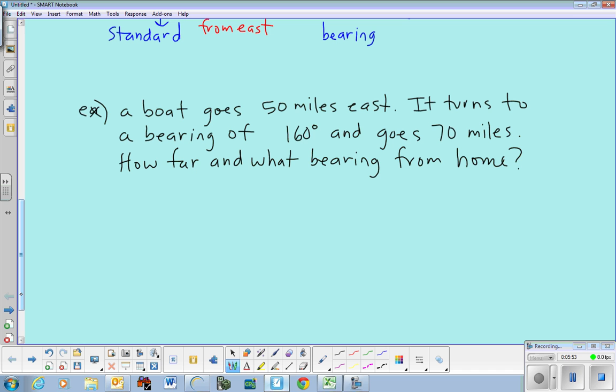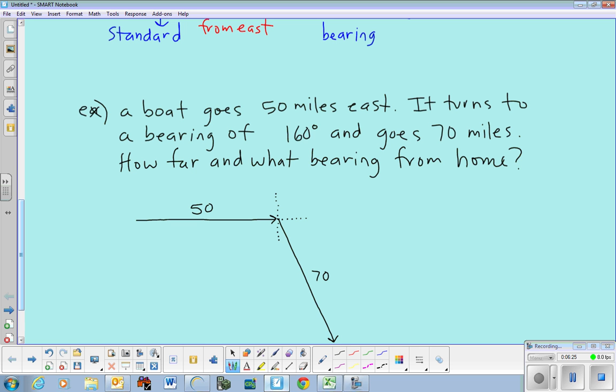50 miles east. So the first leg of this journey looks like this. All right. Vectors we usually draw with a segment and a little arrow to indicate which direction it was moving along that segment. Now at this point I'm going to pause and turn to a bearing of 160. So what I like to do is kind of draw in a little coordinate system so I can get my approximate direction. A bearing of 180 would be straight down.